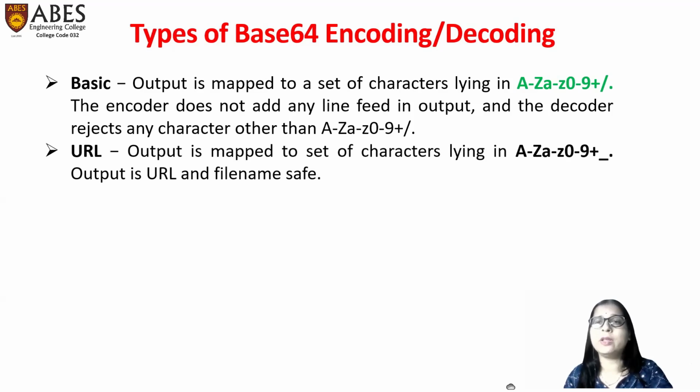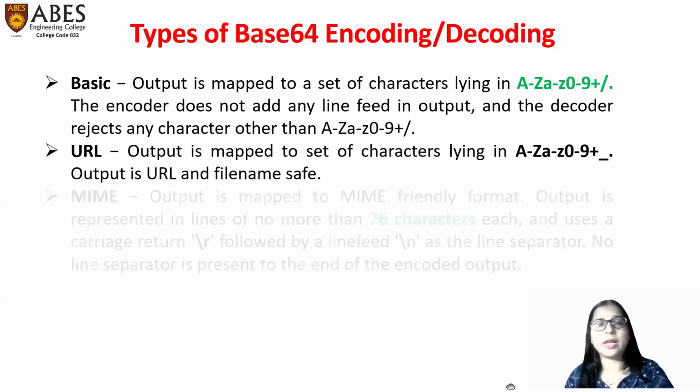While performing URL encoding and decoding, the output is mapped to a set of characters lying in the given range, that is uppercase A to Z, lowercase a to z, and 0 to 9, plus an underscore. Here the output is URL and filename safe.